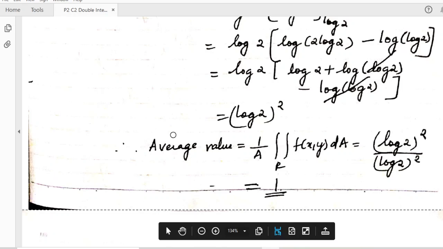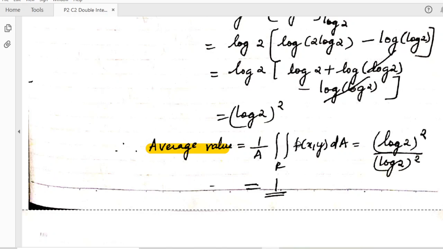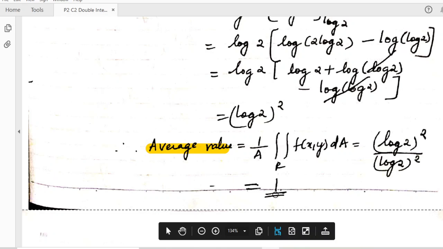So now we find the average value. The average value is 1 by A times the double integral of f of x, y dA. So now we substitute: A is equal to log 2 square, and the double integral of f dA is equal to log 2 the whole square. So we get log 2 the whole square by log 2 the whole square. We get it as 1.